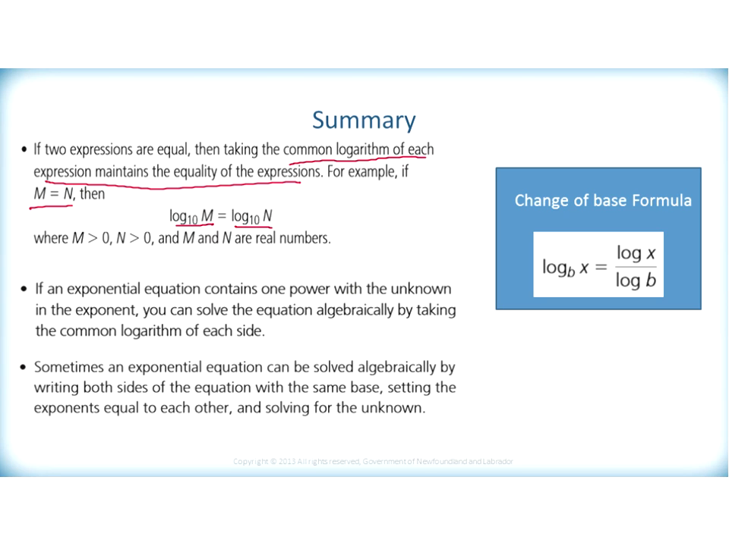If an exponential equation contains one power with an unknown in the exponent, you can solve the equation algebraically by taking the common logarithm of each side. Sometimes an exponential equation can be solved by writing both sides of the equation with the same base and setting the exponents equal to each other, solving for the unknown. But this method will only work if each side of the equation can be written with the same base, whereas the logarithm method will work for all cases.